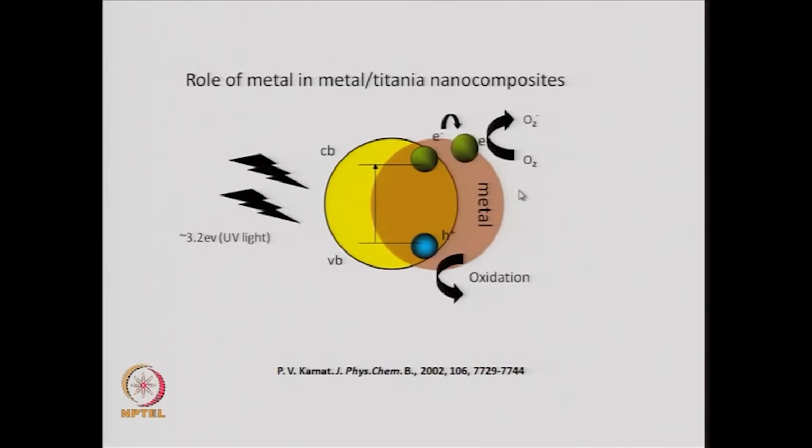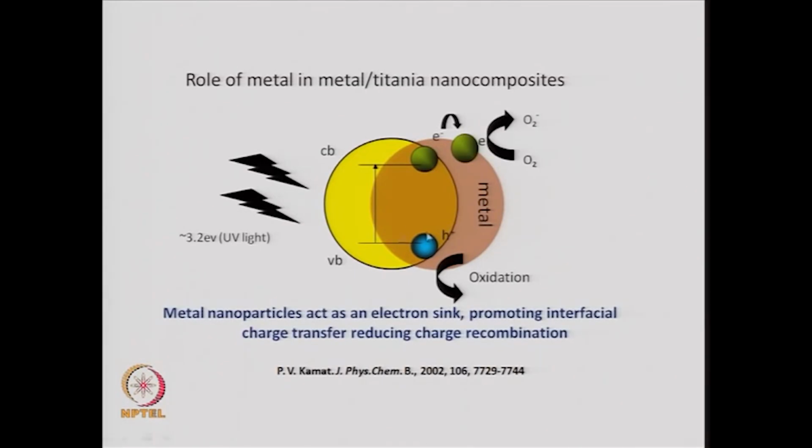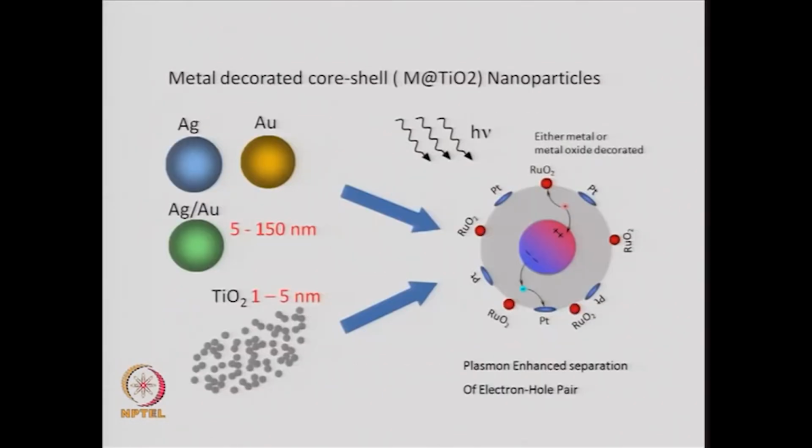So here the metal nanoparticles act as an electron sink, as I mentioned earlier, and it promotes interfacial charge transfer, and basically it reduces the probability that the electron created in the conduction band of TiO2 will interact with the hole on TiO2, because the electron is being removed from there. So, the metal is acting as an electron sink.